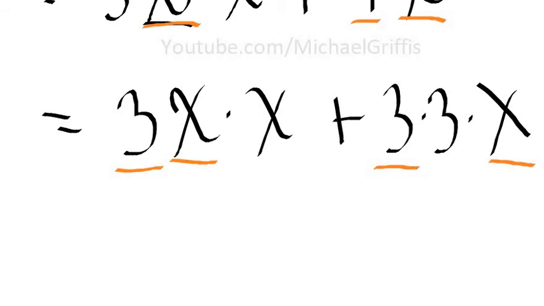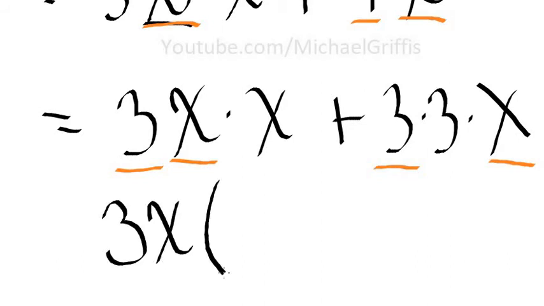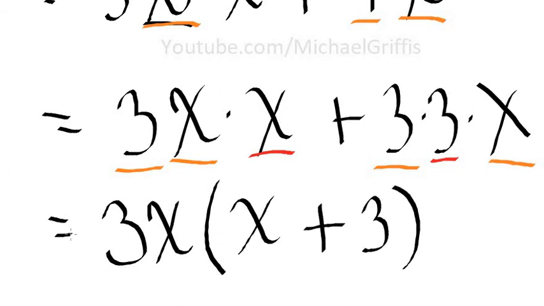Let's do it. We're going to pull this 3x out and start a parentheses. What's left? Well, let's underline it. There's an x left and a 3 left. So there's an x and a 3 left. We factored it completely, as far as we're going to be able to factor it. I don't know how much simpler I can make that.